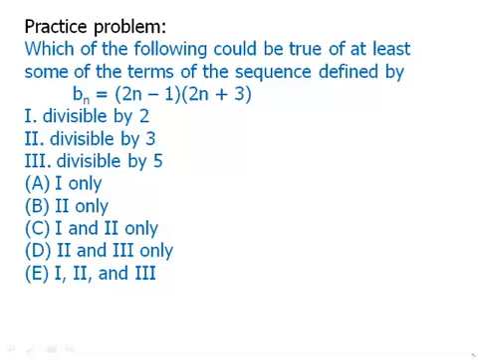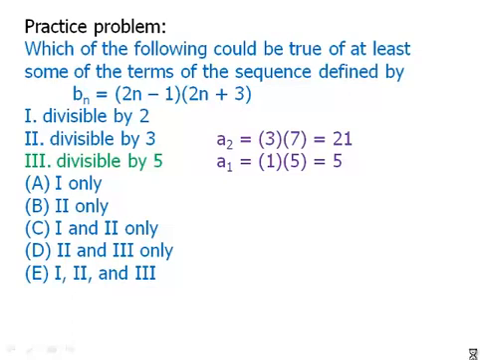Well, first of all, let's just notice if we plug in n equals 1, the simplest thing, the first number on the list, what we get is 5. So certainly it's possible for some of the numbers to be divisible by 5. So that is possible. 3 is possible. Now if we plug in n equals 2, then we get 21, which is divisible by 3. So it is possible that some of the numbers on the list are divisible by 3. Okay, so far so good. So 2 and 3 are possible.